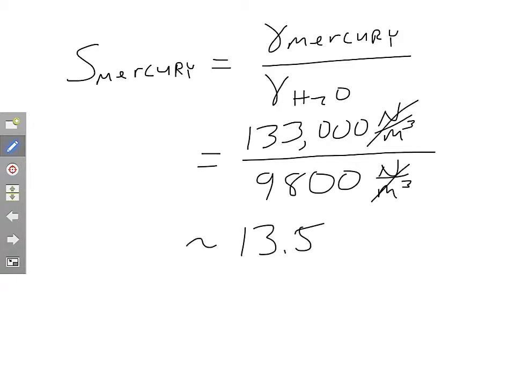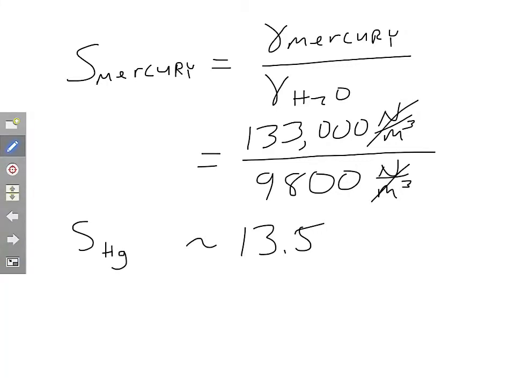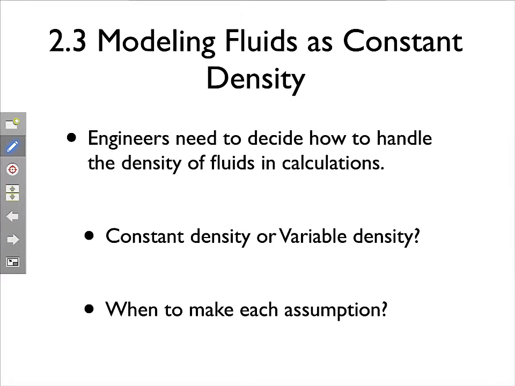And so what this means is that the S of mercury, this is the chemical symbol for mercury, so I don't have to write mercury all out again, equals about 13.5. It's 13 and a half times as dense as water. All right? So those are 3 fluid properties that we're going to be interested in: density, specific weight, and specific gravity.